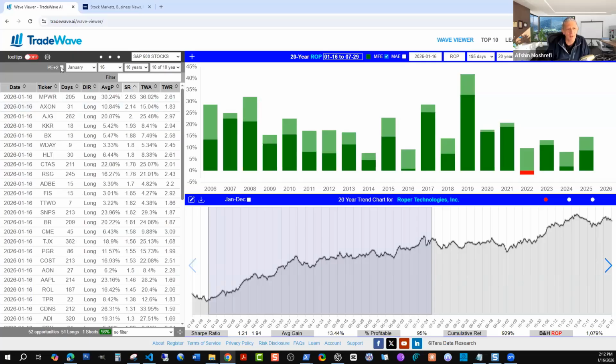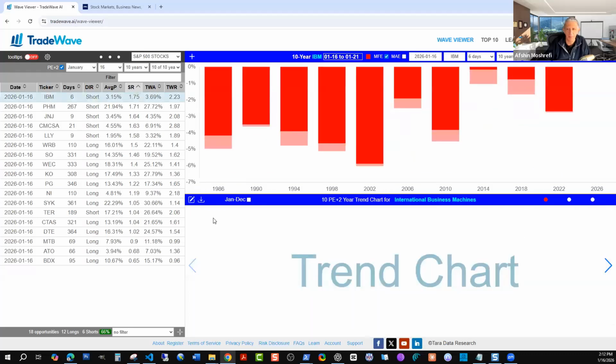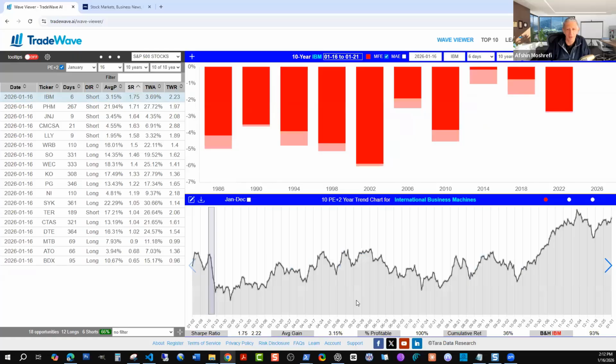But now if I click on PE+2, this all changes. Now this is all of the patterns that were profitable that started today in the last 10 midterm election years. So this is actually more like 40 years. I'm going to click on the first one, which is IBM. Look at it. It is negative. IBM is in a down spiral for the next week.